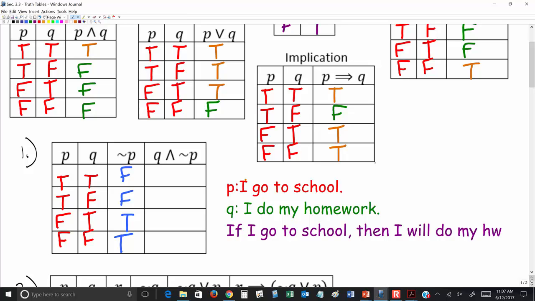All right, and then Q and not P. In that case, focus on the Q and the not P columns. And in order for that last column to be true, they both have to be true. So that's right there. And then the rest of them are false.